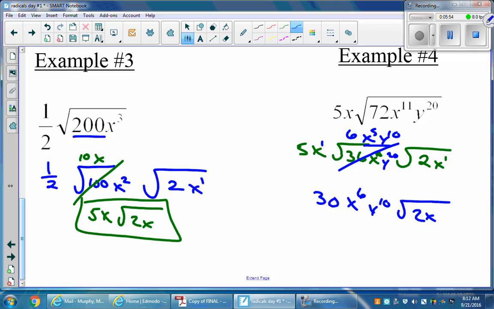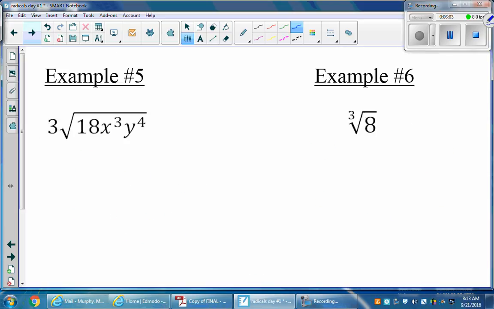You've probably noticed already, but when I take the square root of my variables, all I'm really doing, if they're even, is taking that exponent and dividing it by 2. All right, so my next example 5, I'm going to ask you guys to try on your own, and we'll go through it in class tomorrow. And again, pause the video, try the question, and then play the video again.